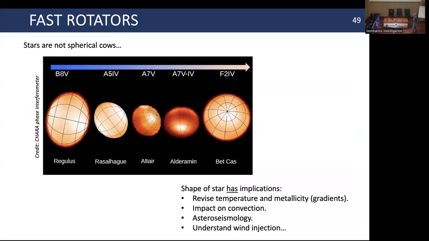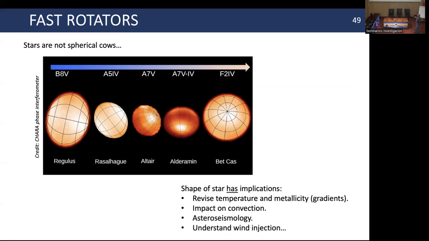Measuring the shape of the star has implications because there's actually a brightness distribution in the star caused by the distortion, by the rotation speed, which has an impact on convection due to the rotation. There are connections with asteroseismology because this will go into the oscillation modes, and it also helps to understand wind injection. Rotation is probably adding to the injection of the wind.